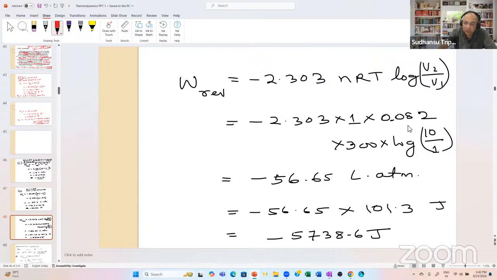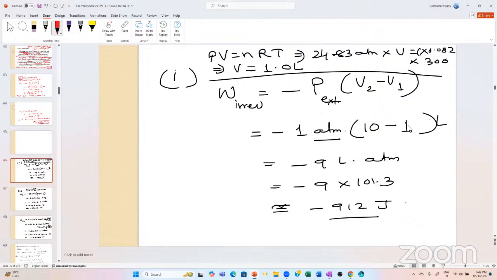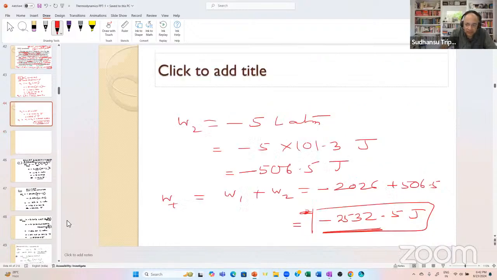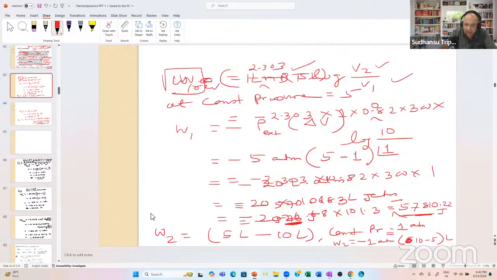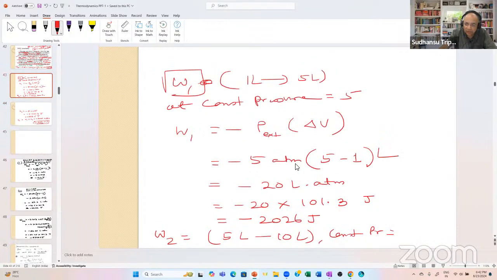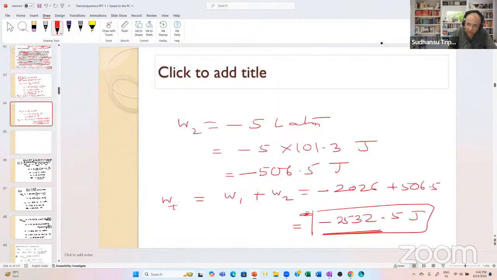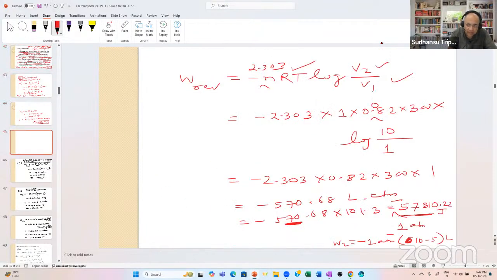2.303 into 1.082. Yes, sir. Sorry, sir, I have done a great mistake by writing 0.82. That is the serious mistake that I had committed. Everywhere I have written 0.082, but here I forgot, and you were swayed away by my slip of pen. That is why, Samidha, you got a wrong answer.